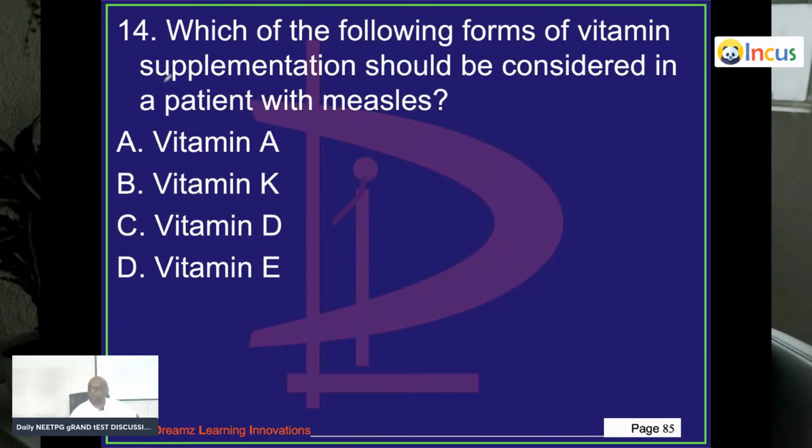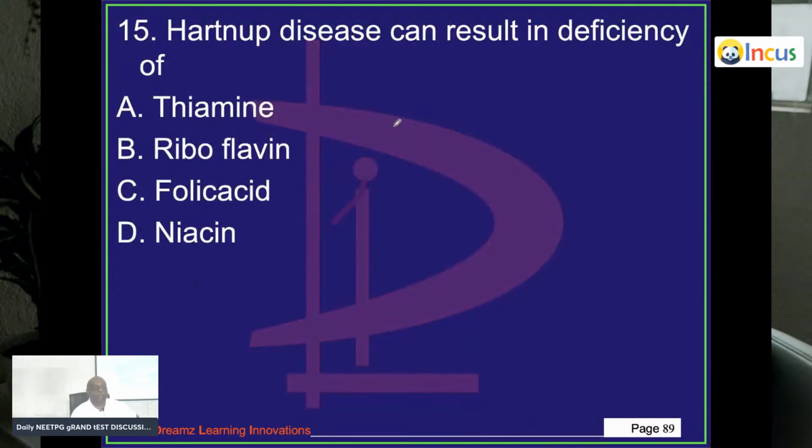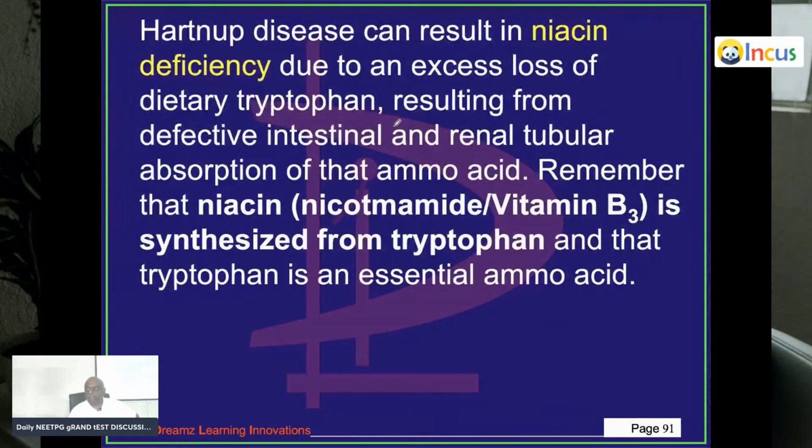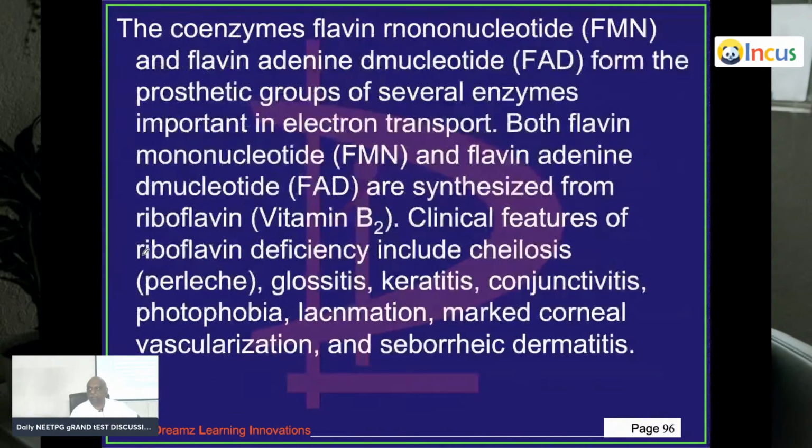Now, which vitamin supplements in measles? Vitamin A. Heart disease is niacin. Niacin deficiency due to excessive loss of dietary tryptophan is what you need to remember.